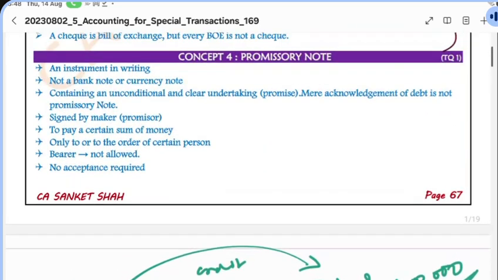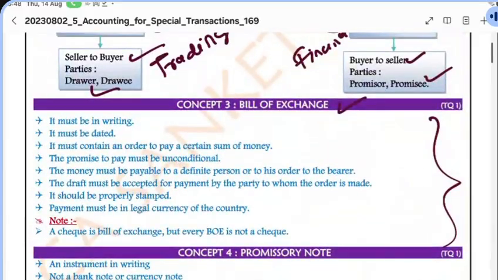With all the four? Now let's begin with the bills of exchange. It must be in writing. Hope you agree. The bill of exchange must be in writing. Such a big transaction is going on and it has to be in writing. It must be dated. Otherwise, where will you calculate the due date? If it is not dated, then how will you calculate the due date? It must contain an order to pay a certain sum of money. Yes, because if it mentioned that I order you to pay some amount, what is that some amount? The amount should be certain.